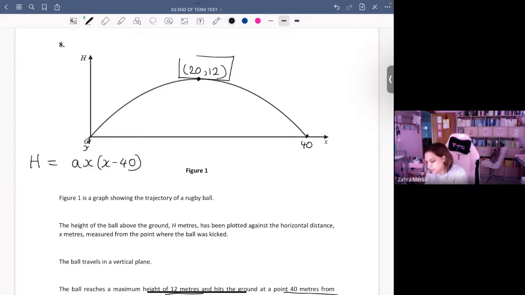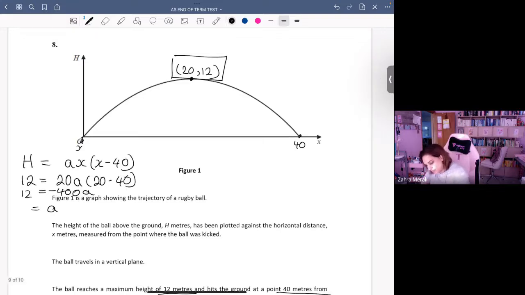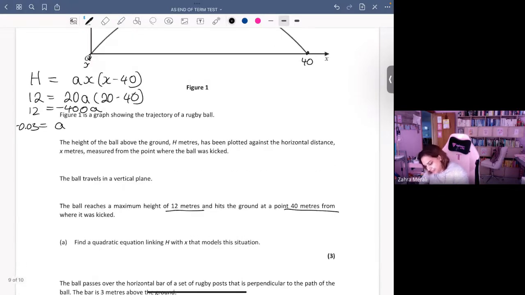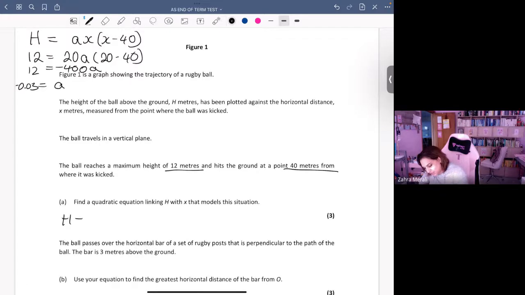So I'm going to substitute these in. So 12 equals 20a times 20 minus 40. So 20 times minus 20 is minus 400. So minus 400a equals 12. So a equals minus 0.03. So I've substituted that in the front. And therefore, my quadratic equation is H equals minus 0.03x times x minus 40.